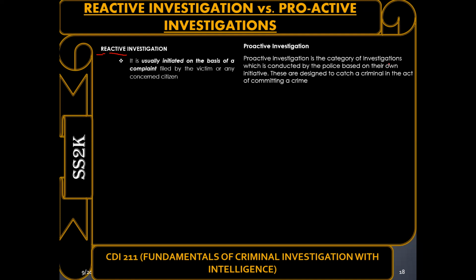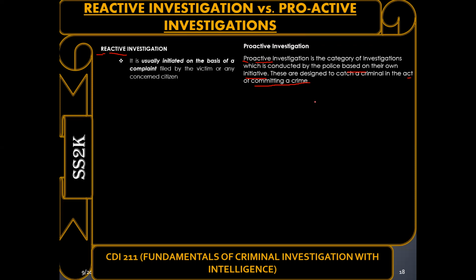While proactive investigation is the category of investigation which is conducted by police based on their own initiative. Like for example, they are conducting patrol or decoy operations, no? Kahit walang complaint, they are trying to detect the commission of a certain crime in flagrante delicto. That is proactive investigation. Pro means before, active means the occurrence. So before the occurrence of a certain event, the police officer is already conducting investigation. These are designed to catch criminals in the act of committing a crime, or what we call in flagrante delicto.